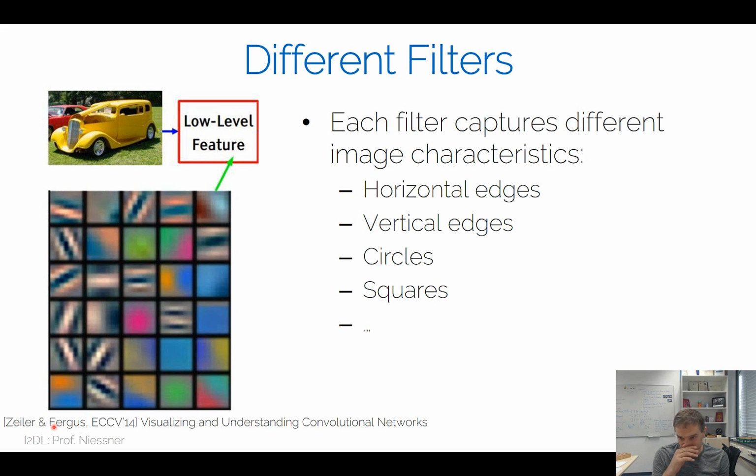There's the Zeiler and Fergus paper, the ECCV paper in 2014. And these are very low-level features, again kind of like edges, but just a little bit different. So these are the filter weights that we're visualizing here.